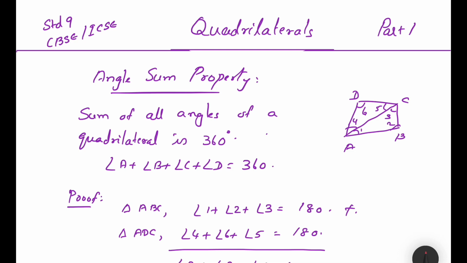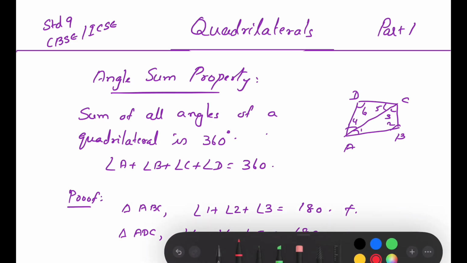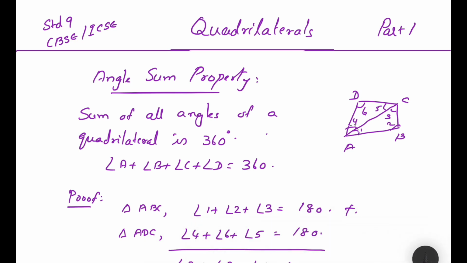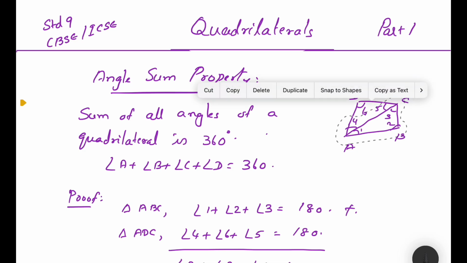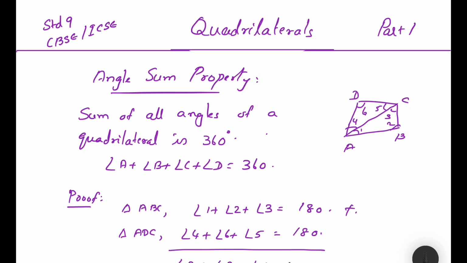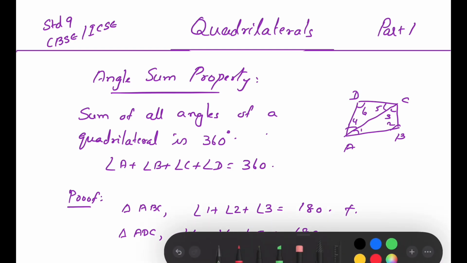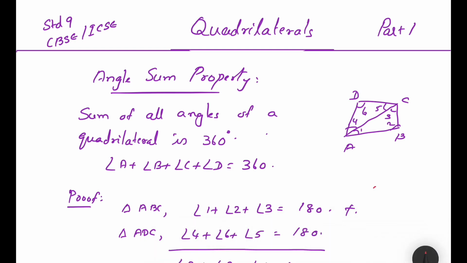So the first property is the angle sum property. That is, the sum of all angles of a quadrilateral is 360. You have learned that for a triangle, the sum of all angles is 180. So here the sum of all the four angles will be 360. That is, this angle A, then B, then C, and D.